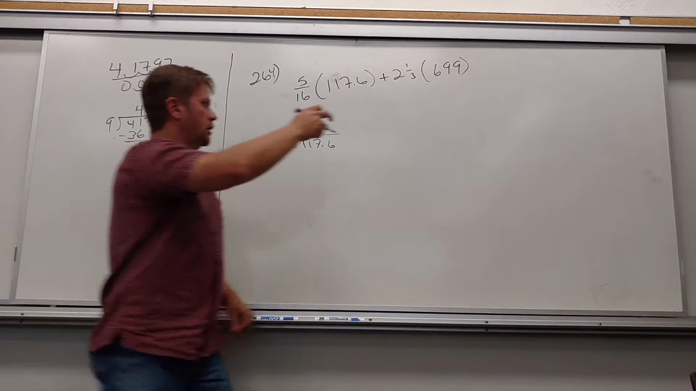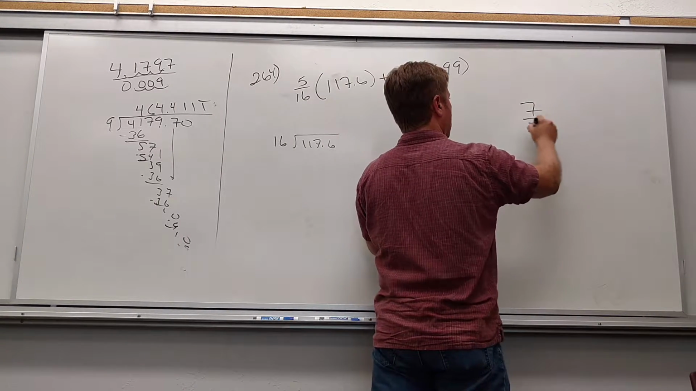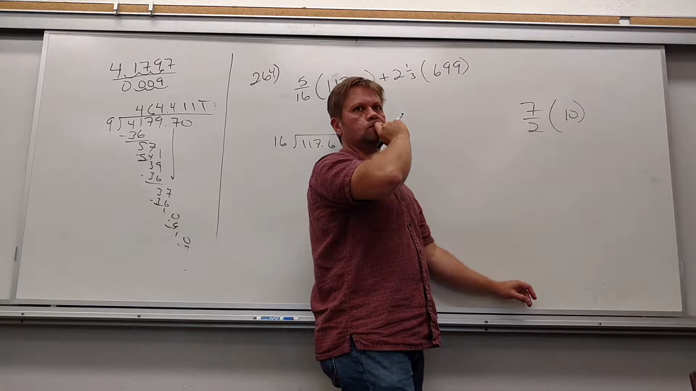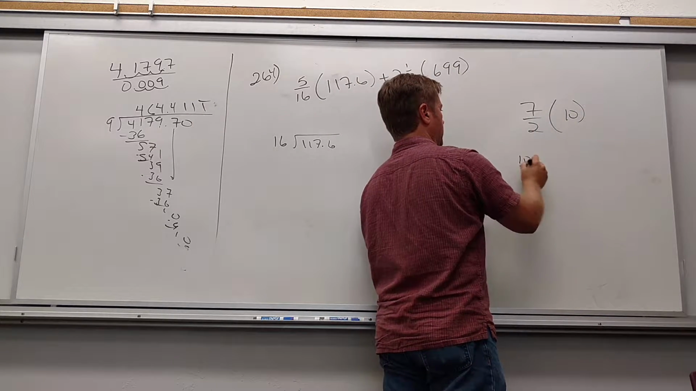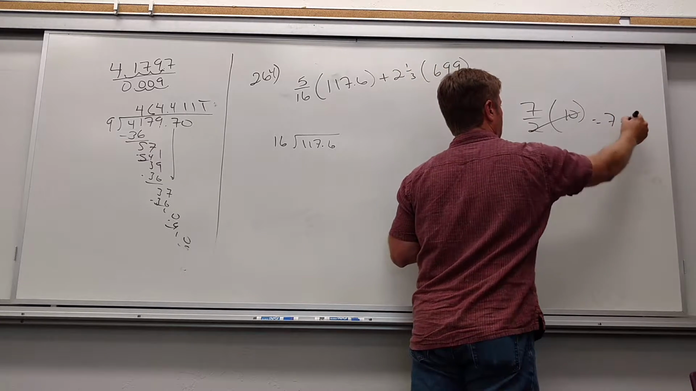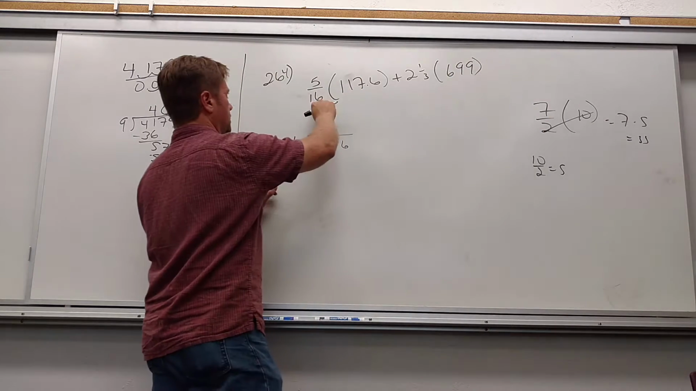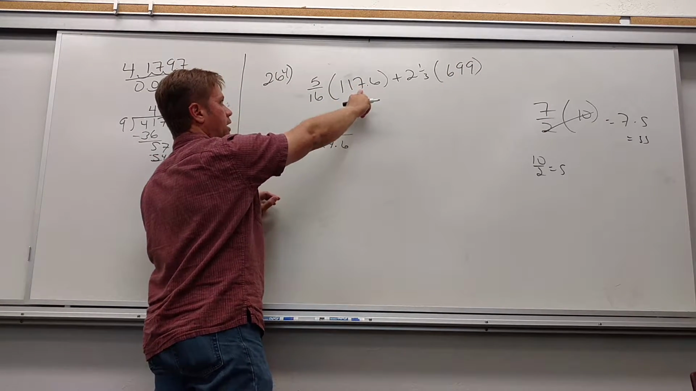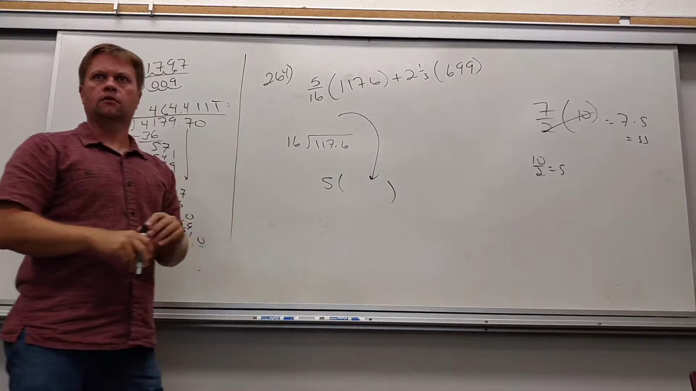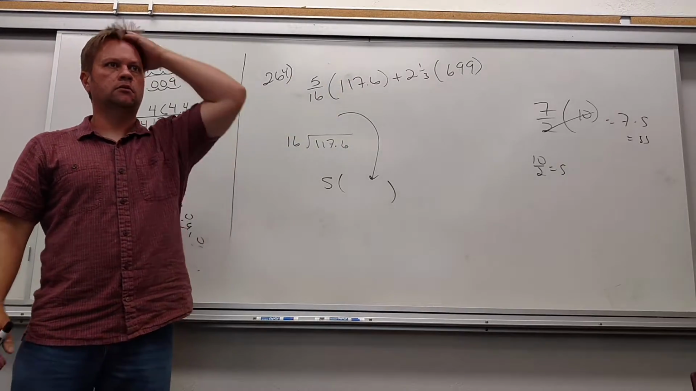So let me ask you, how would you do 7/2 of 10? What would you do? So 10 divided by 2 is 5. Times 7. So then you can put that there, and then so what am I going to do? I'm going to do 16 into this. Whatever answer I get, I'm going to multiply that by 5. Whoa. Mind blown. Same thing you would do over there.